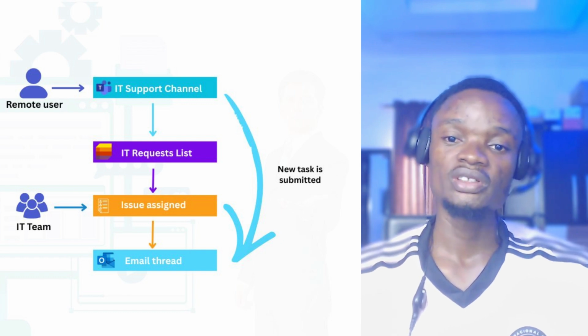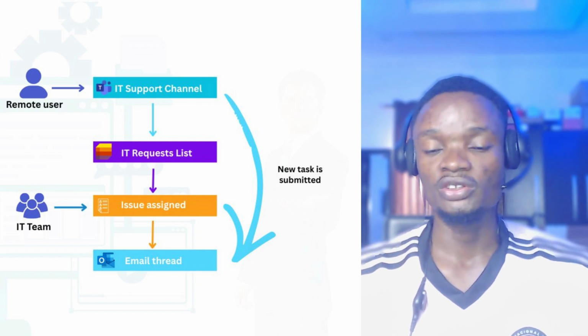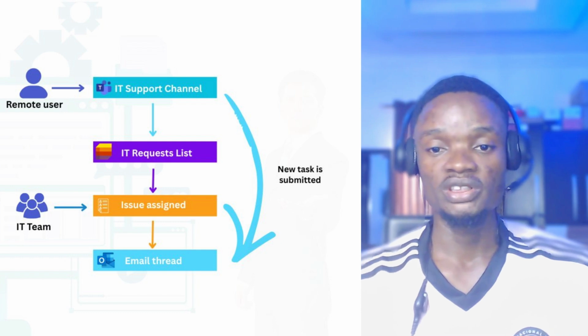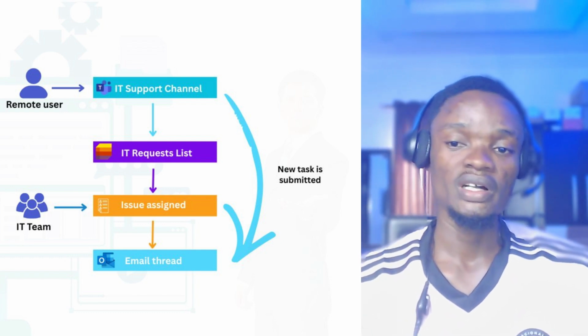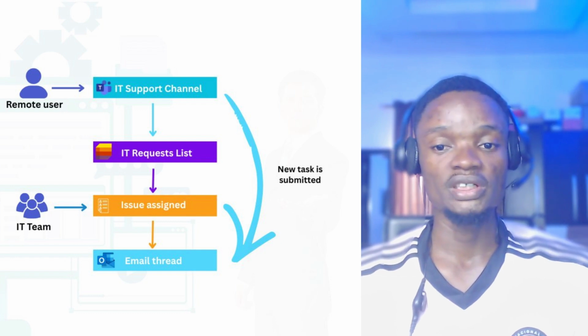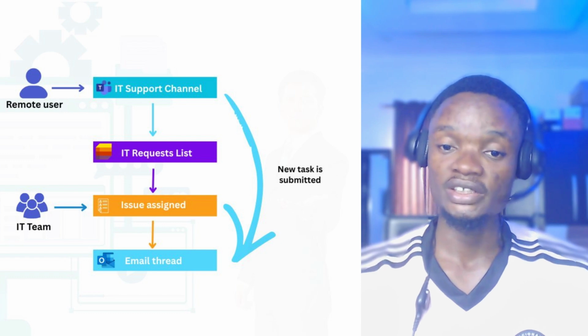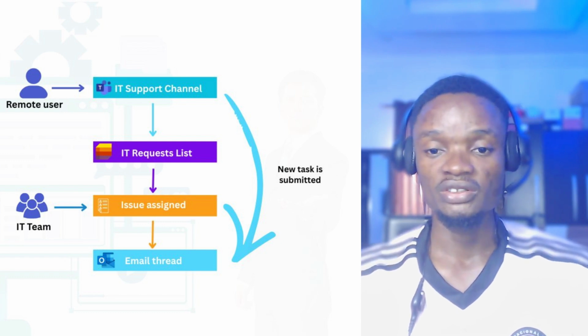And once they log their request through the support channel, the request is going to be saved on the IT request list. So once we have it on the list, we also want to send the communication via an email thread to the person that logged that issue. So we create an email thread solely for that request.